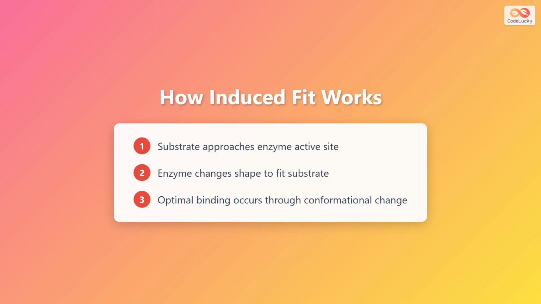The induced fit model works in 3 key steps. First, the substrate approaches the enzyme's active site. At this point, the active site is not yet a perfect match for the substrate. Second, as the substrate comes closer, the enzyme undergoes a conformational change, meaning it changes its 3-dimensional shape to better accommodate the substrate. Third, this shape change creates optimal binding conditions, positioning the substrate perfectly for the catalytic reaction to occur. This dynamic process ensures efficient catalysis.